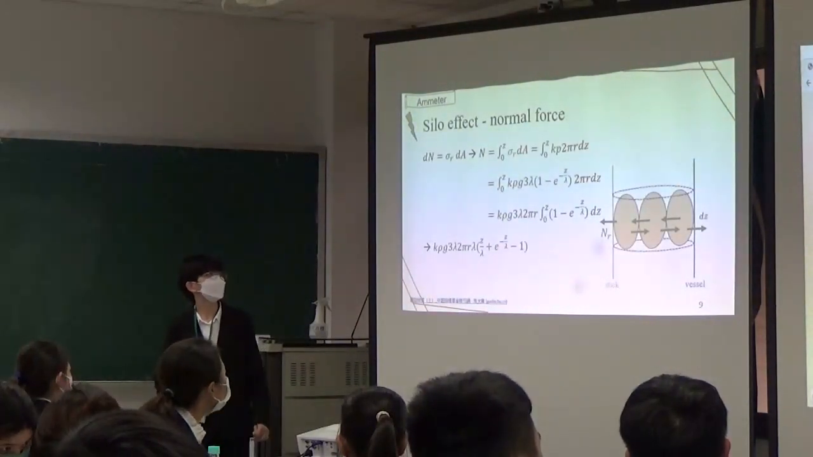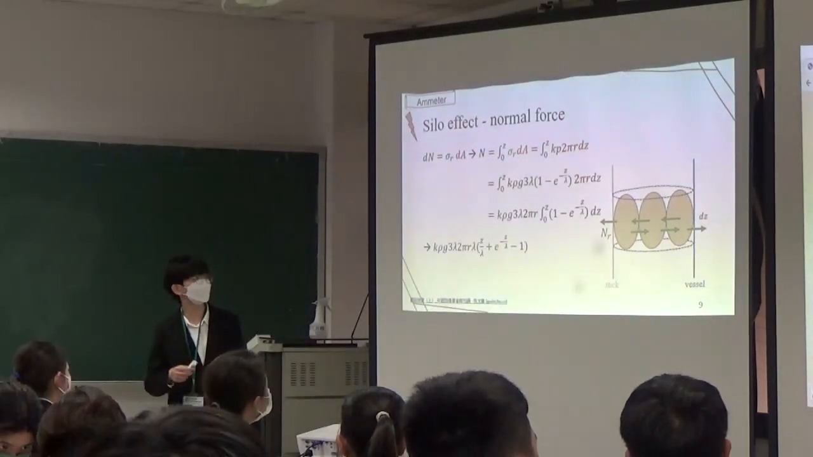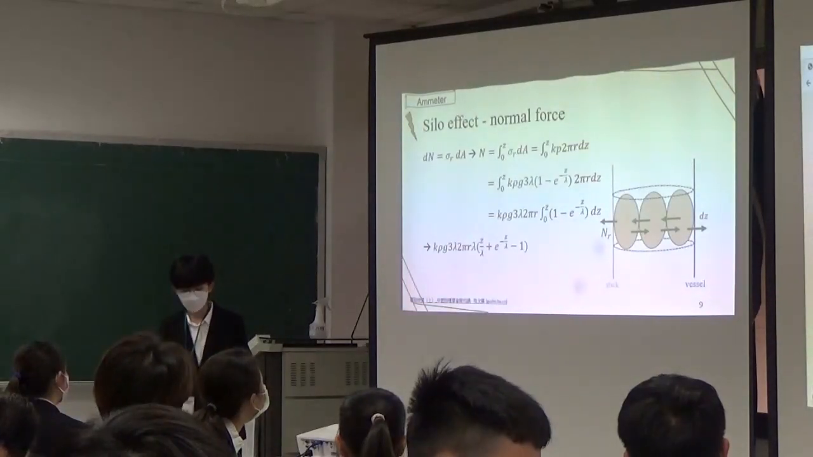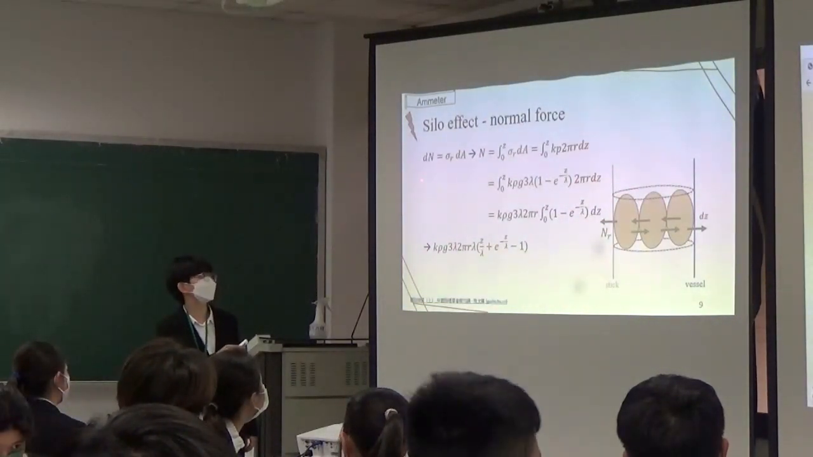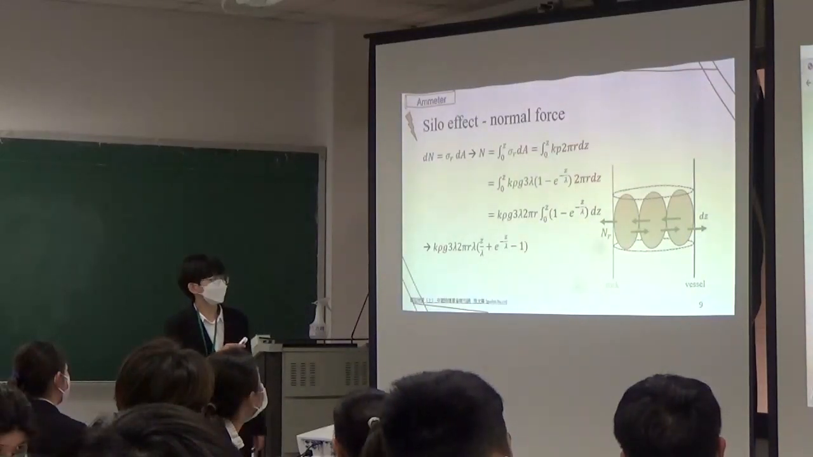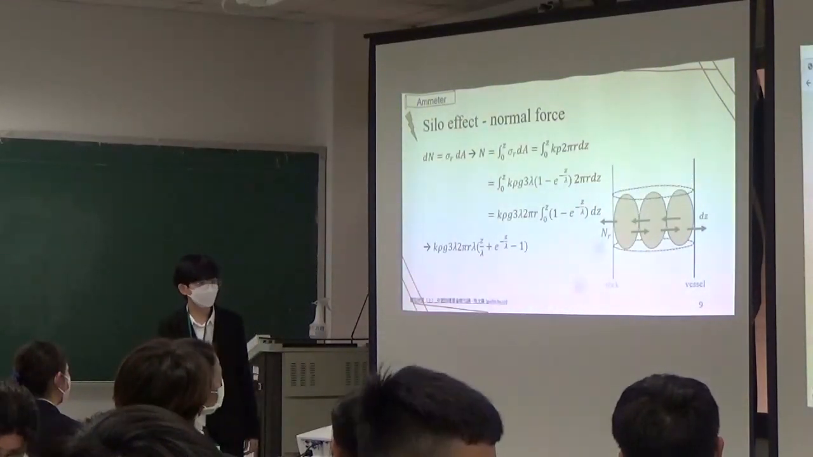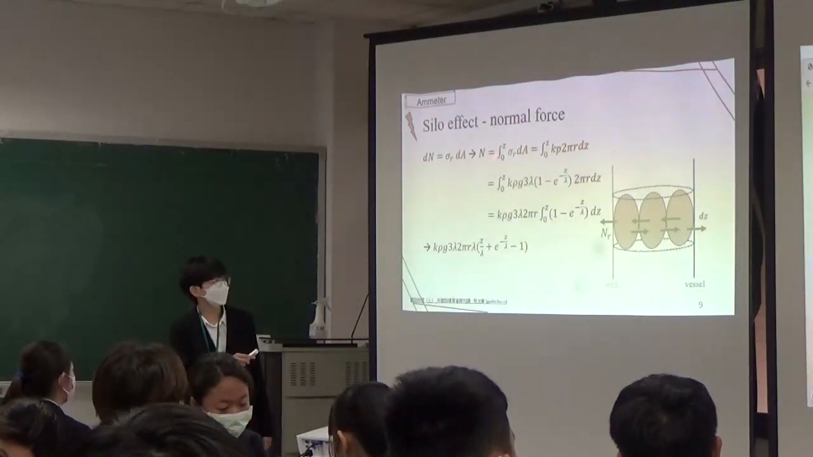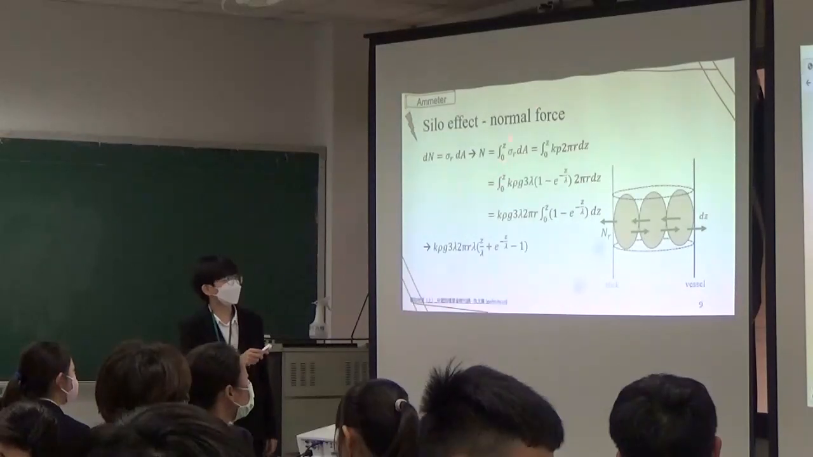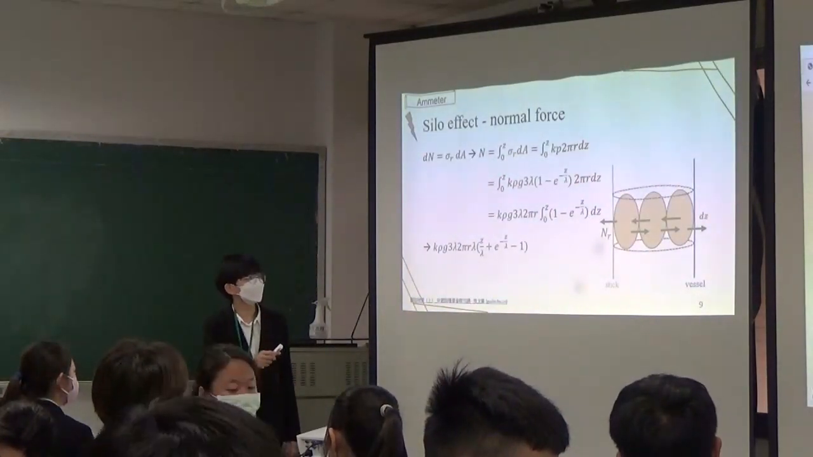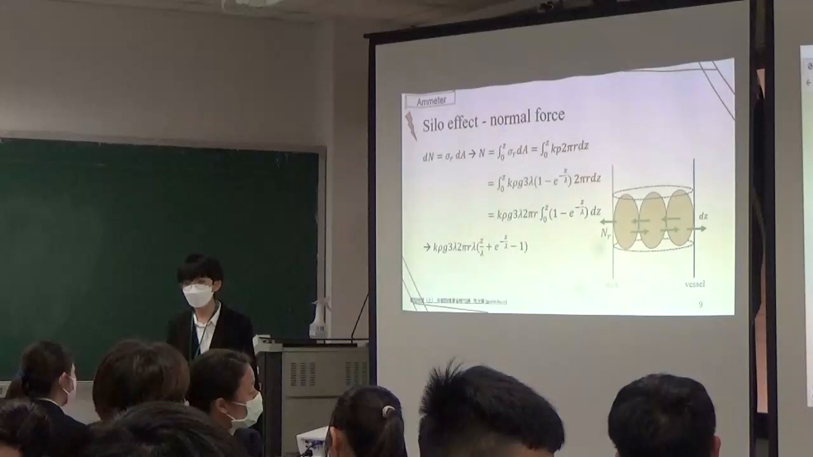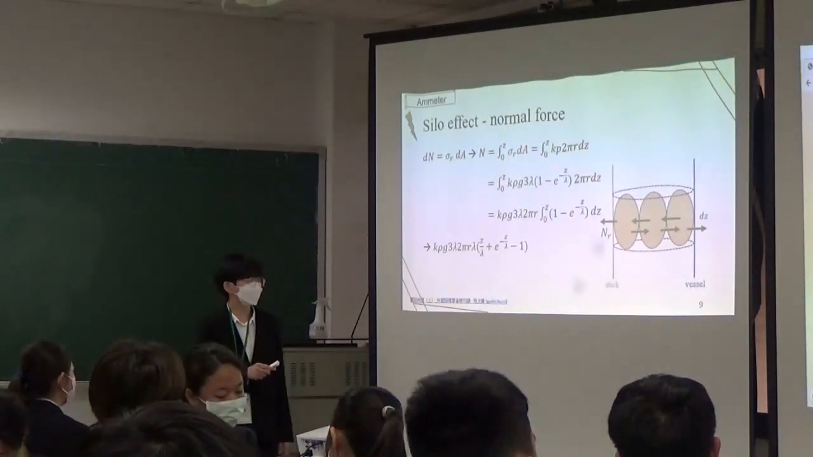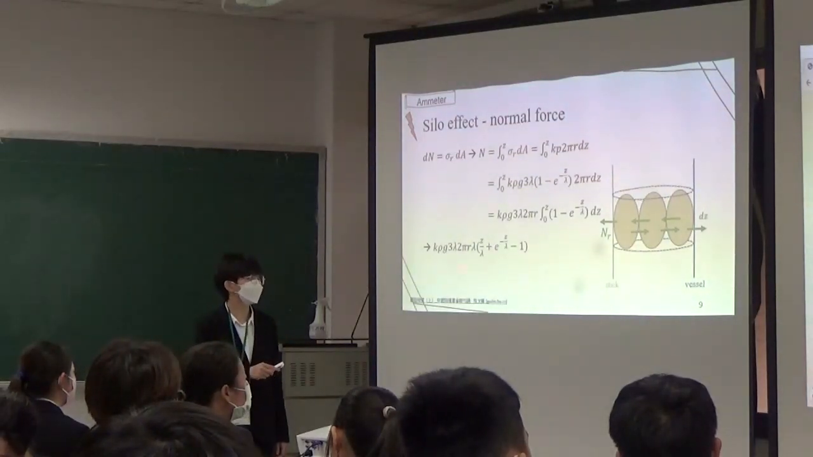And secondly, we change to the normal force of the silo effect. Because the ring is too small, first we use dN equal to σ_r dA. To find the whole normal force, we integrate this. σ_r is Kp, and dA is 2πR dz, where dA is the surface area. So by this formula, we can get the normal force here.